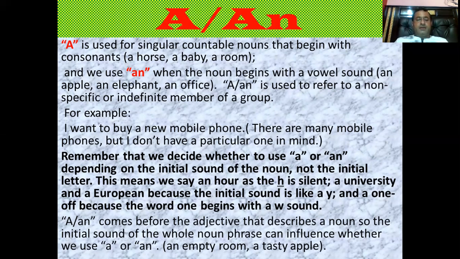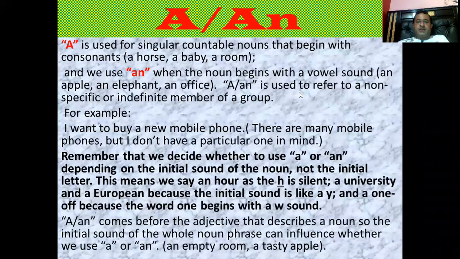A or an comes before the adjective that describes a noun. So the initial sound of the whole noun phrase can influence whether we use a or an: an empty room, a tasty apple, because here between the article and apple there is tasty. So the whole phrase influences whether to use a or an. Here the word after the article is tasty, so it begins with the sound T, so a is being used here.